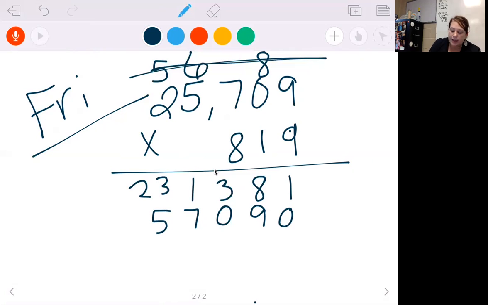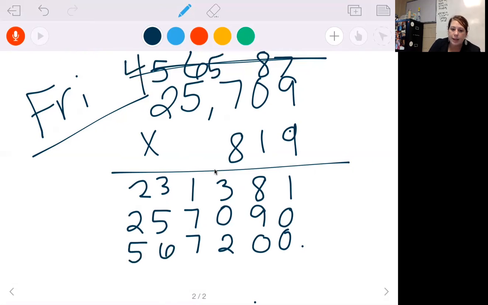8 times 9 is 72. I'm going to put my 2 and carry my 7. 8 times 0 is 0, plus 7 is 7. 7 times 8 is 56. Put my 6, carry my 5, sorry. 8 times 5 is 40, plus 5 is 45. Put my 5, carry my 4. And 8 times 2 is 16. 16 plus 4 is 20.